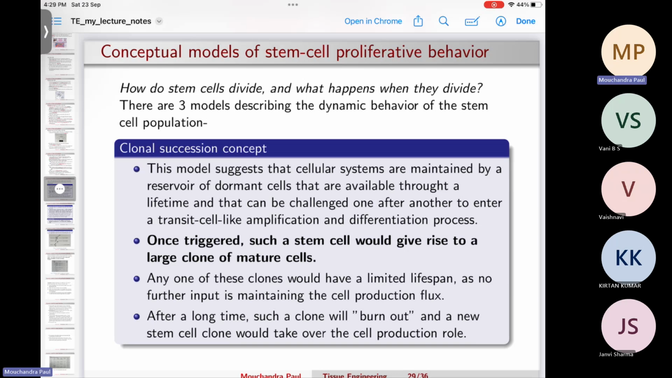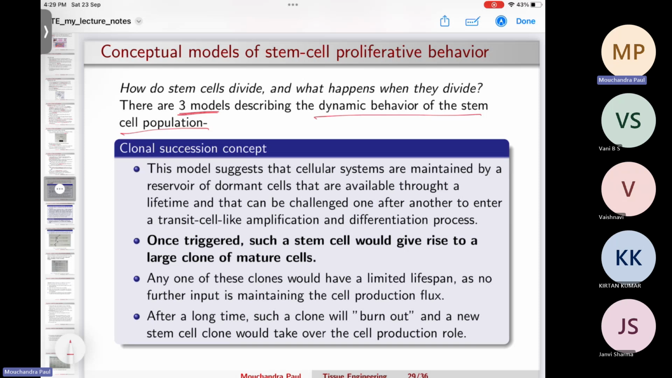Okay, so how do stem cells divide and what happens when they divide? This is the question that we're going to address in these 3-4 slides. People have described a few models that explain how stem cell division takes place. There are 3 models describing the dynamic behavior of the stem cell population. First is the clonal succession model, then the deterministic model, and third is the stochastic model.